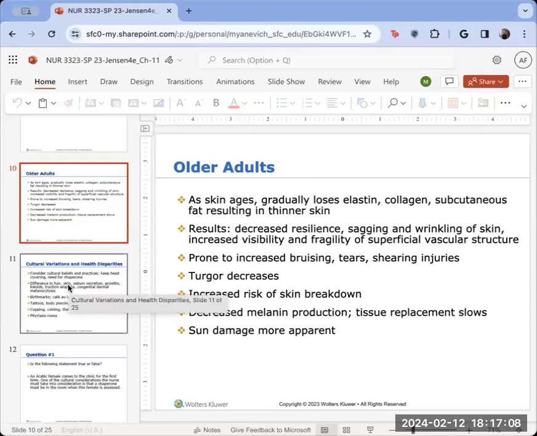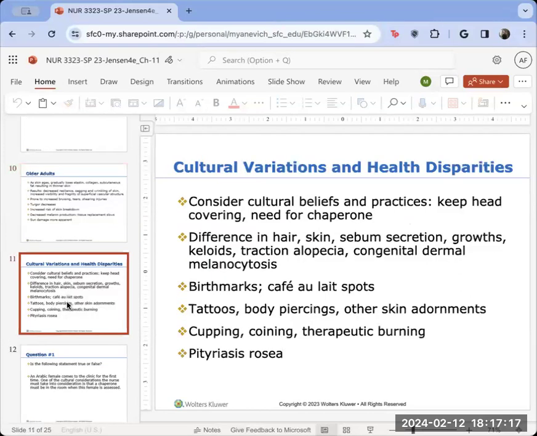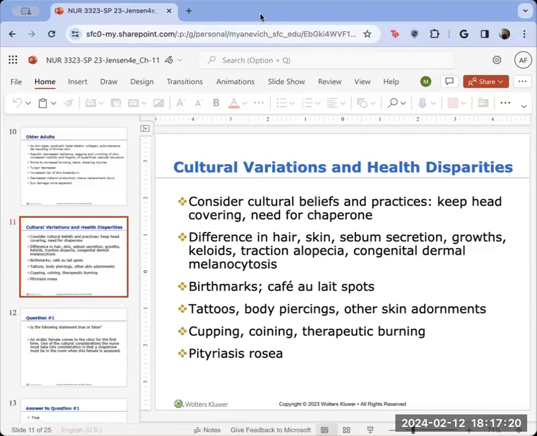And because there's decreased melanin, which gives us our skin pigmentation, we have to worry about burns. Those are the things that they want you to think about. Always need to consider culture. There's birthmarks, tattoos, body piercings. That could also affect how you do a health assessment in terms of looking for things, right? If their arms are tattooed, you'd want to look for temperature, but it might not help you with skin pigmentation. So just think about that.